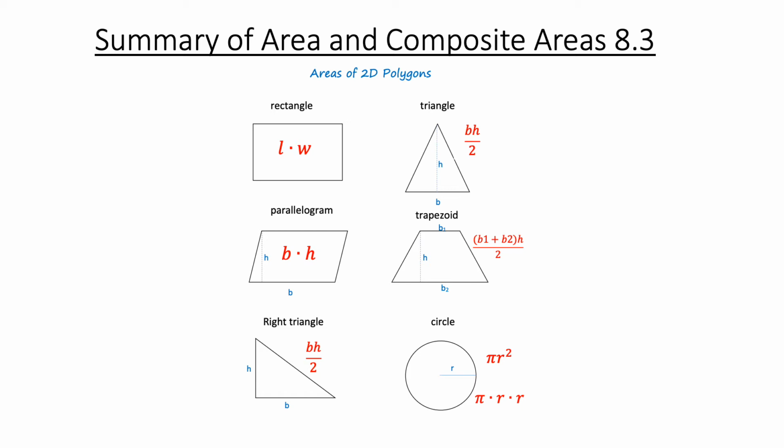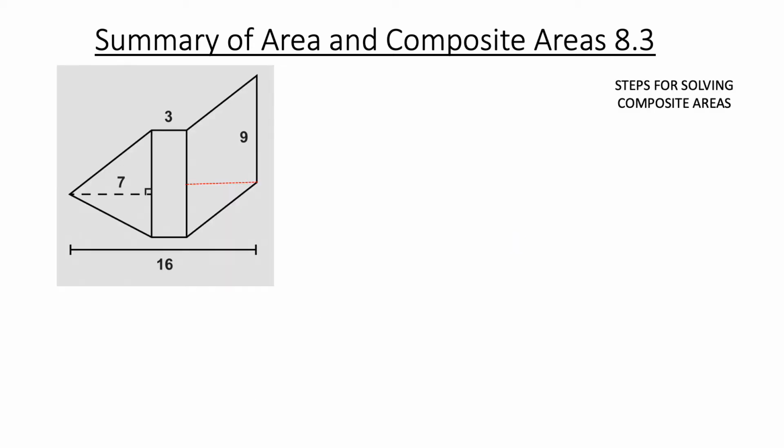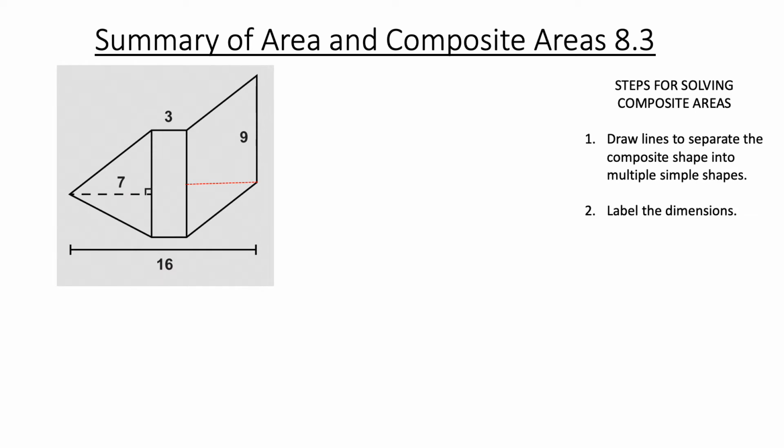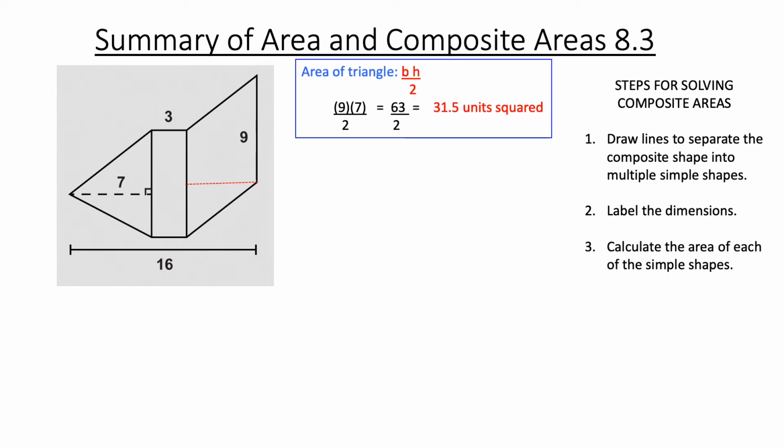In Lesson 3, we looked at the area of composite shapes. To do this, we needed to know how to find the areas of simple shapes. So here are the formulas for simple shapes that you can refer to when you go to solve with simple shapes. So on this example here, we have a composite area. First, we draw lines to separate the composite shape into multiple simple shapes. You notice that we have 3 shapes in this composite shape.